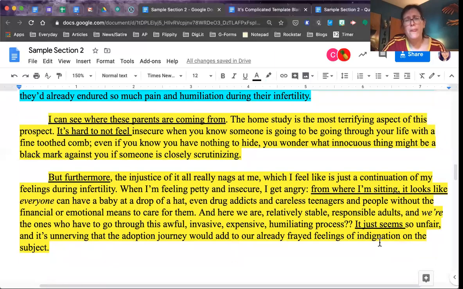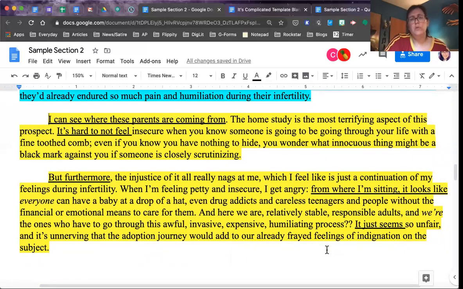But furthermore, the injustice of it all really nags at me, which I feel is just a continuation of my feelings during infertility. When I'm feeling petty and insecure, I get angry. From where I'm sitting, it looks like everyone can have a baby at the drop of a hat, even drug addicts and careless teenagers, and people without the financial or emotional means to care for them. And here we are, relatively stable, responsible adults, and we're the ones who have to go through this awful, invasive, expensive, humiliating process. It just seems so unfair, and it's unnerving that the adoption journey would add to our already frayed feelings of indignation on the subject.